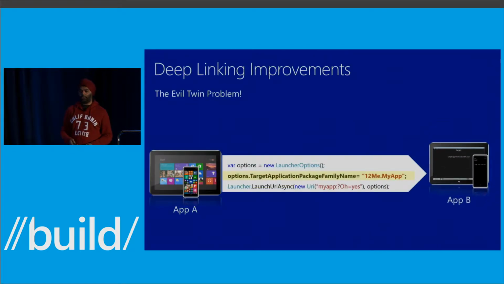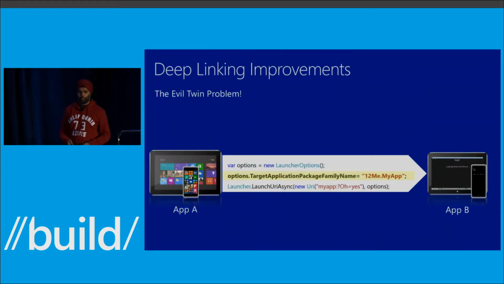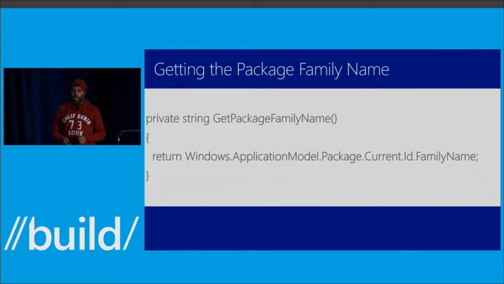So that's how you launch a specific app. And that's a nice animation showing what we just did. And that's how you get a package family name. Now, the package family name isn't some secret piece of information that you're supposed to keep to yourself. All it is is a unique identifier for your app in the Windows Store. You don't necessarily have to put your app in the Windows Store to get a package family name.